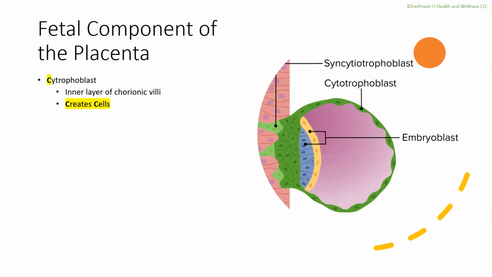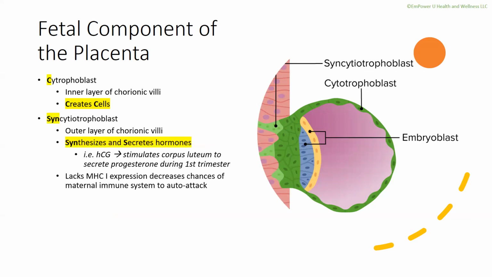So when we implant, we're going back to that beginning implantation bilaminar disc. We have a cytotrophoblast, which is the inner layer of the chorionic villi. This is where we create cells, versus the syncytial trophoblast. This is the outer layer of the chorionic villi. This is where we synthesize and secrete hormones. Essentially HCG, which is going to tell the corpus luteum to secrete progesterone during the first trimester before the placenta has taken over control fully.